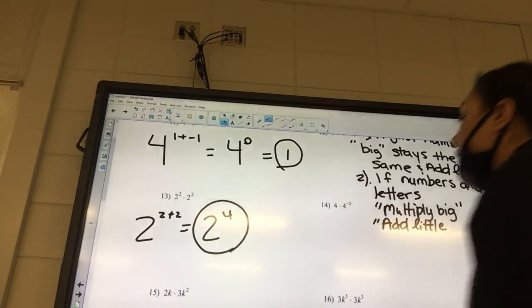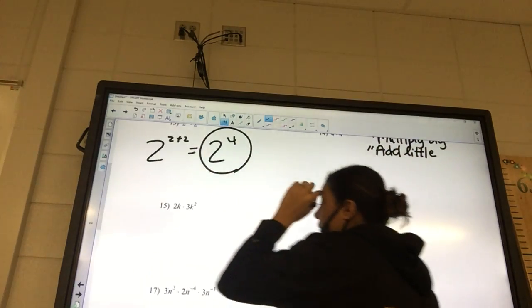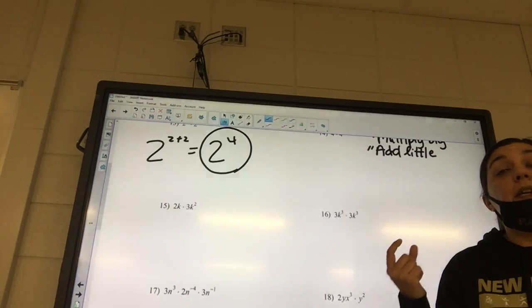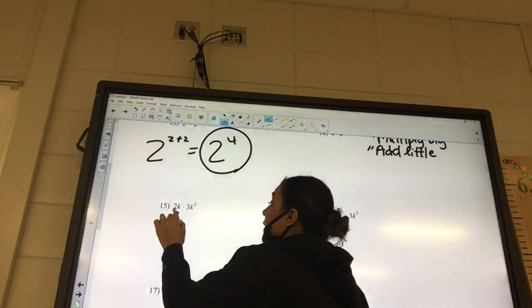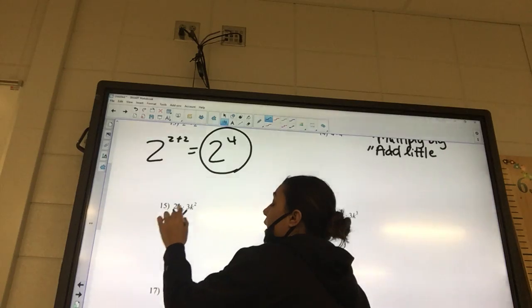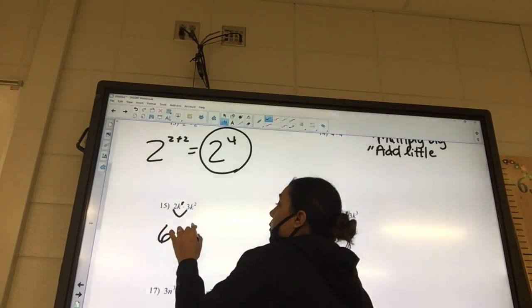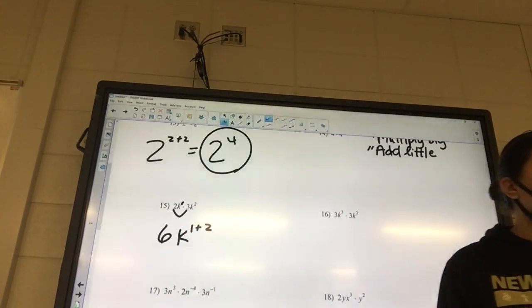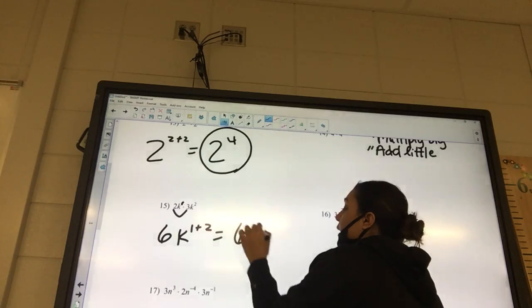Okay, 15. Have letters and numbers or just numbers? Letters and numbers. So it says multiply the bigs, add the littles. So if we multiply the bigs, what are you going to get? 6. Yeah, so 2 times 3 is 6. And we add up the little ones. So it's going to be 1 plus 2, so 3. So you're going to have 6k to the 3.